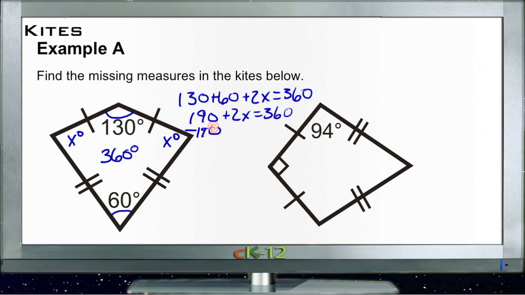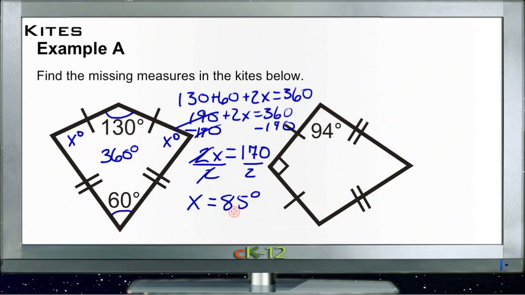Subtract 190 from each side. And we'll have 2x equals, now if I was subtracting 200, I'd have 160. So since I'm subtracting 10 less than that, I have 170. And then divide both sides by 2. 170 divided by 2 would be 85. So x equals 85 degrees. So each of our non-vertex angles then must be 85 degrees.